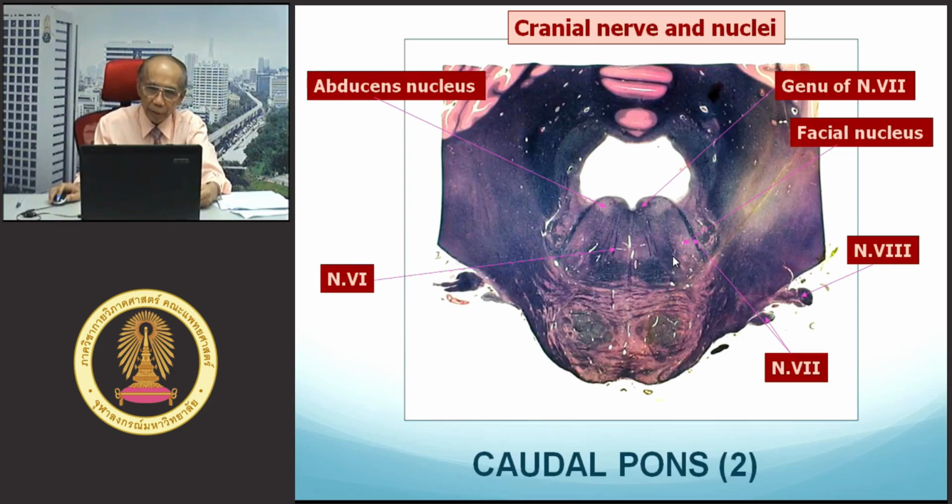The cranial nerve and nuclei include abducens nucleus, abducens nerve, the genu of facial nerve, facial nucleus, facial nerve, and vestibulocochlear nerve. The facial nucleus sends fibers to supply the muscle of facial expression.